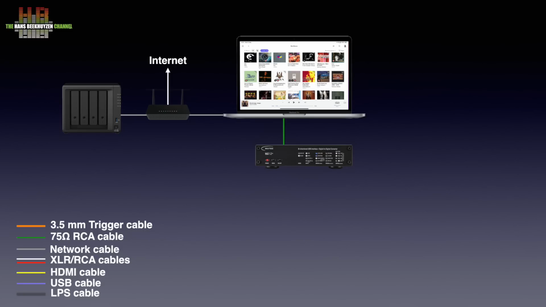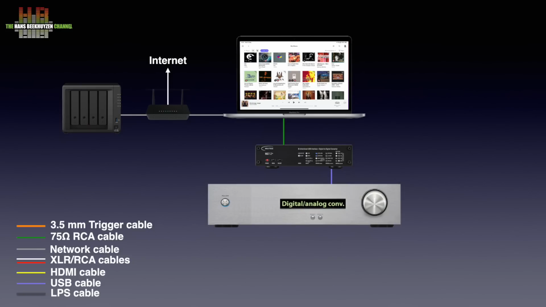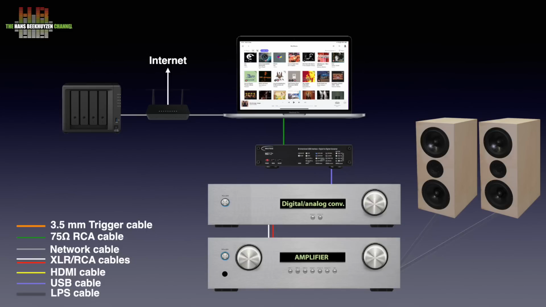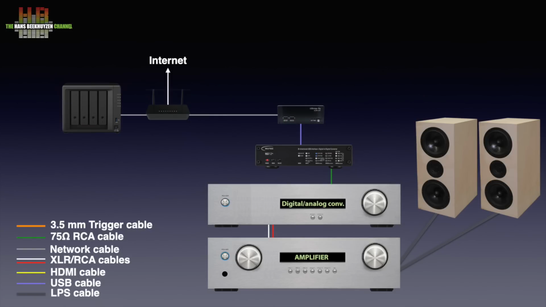One of the AES3 family outputs is then connected to your digital to analog converter. That in turn is connected to an amplifier driving a set of loudspeakers or headphones. Instead of a laptop, you might use a network player or, for instance, a Raspberry Pi based streamer running software like Gentoo Player, Volumio, DietPi and so on.